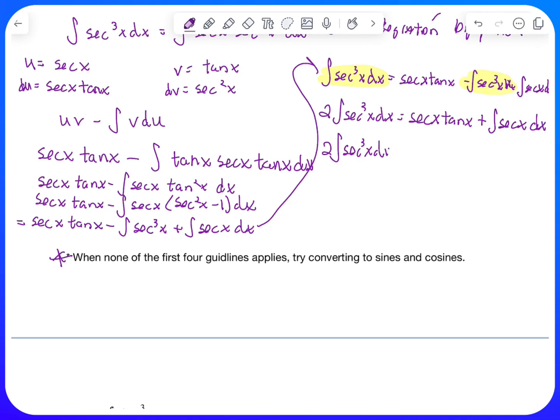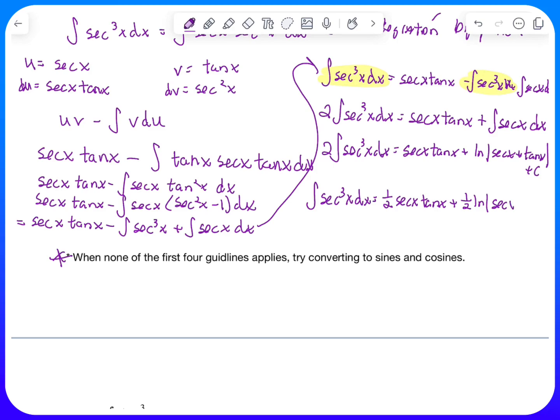So let's figure out what the integral of secant x is. And so that's just one of our formulas that we know. And that's going to give us the natural log of the absolute value of secant x plus tangent x, plus c. And then to solve, I'm going to divide each side by 2 to solve for that secant cubed x dx. So my final answer is 1/2 secant x tangent x plus 1/2 the natural log of the absolute value of secant x plus tangent x, plus c.